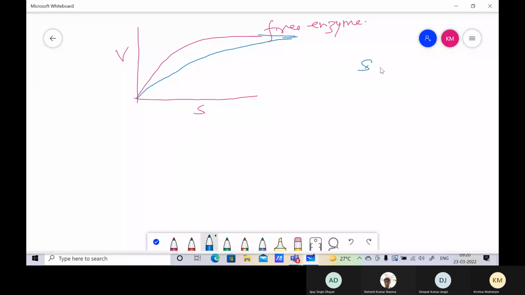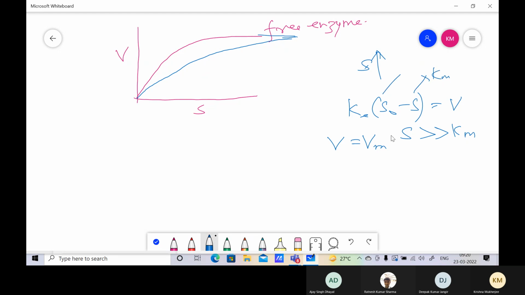when S is very high, then it does not really matter if there is a drop. K(S0 minus S) is equal to V. But see, V is always equal to Vmax when S is much, much larger than Km. Now, if both these points are much larger than Km, then we really are not bothered. So really notice that the Vmax does not change, because if S is very high, we will anyway approach Vmax, even if there is a diffusion problem, even if there is a diffusion issue taking place.